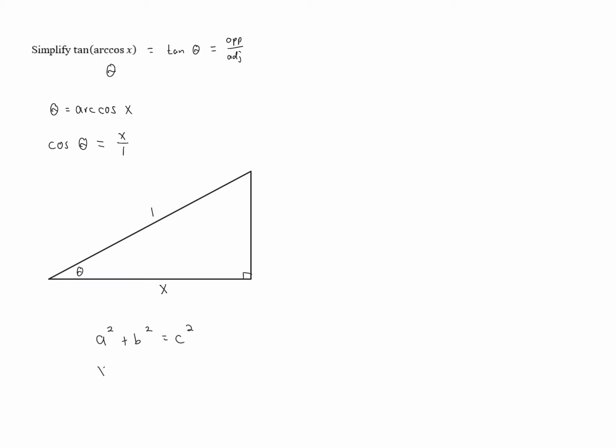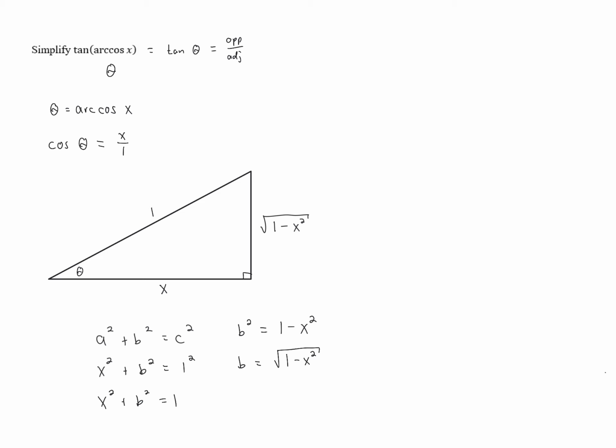In this case, one of the legs is x. We don't know the other one. And the hypotenuse is 1. So this becomes x squared plus b squared just equals 1. To get b alone, we subtract x squared from both sides, giving us b squared equals 1 minus x squared. And then when we take the square root, we get b equals the square root of 1 minus x squared. So that is going to be that.